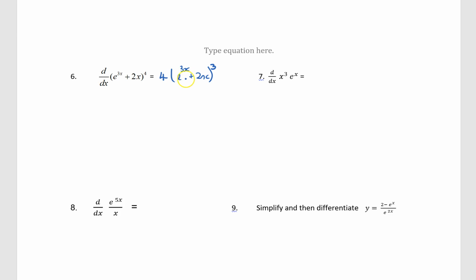Then we go inside the bracket and we multiply by the derivative of the inside. I can see that we're going to multiply by more than one thing, so I'm going to bracket. Now, the derivative of the inside here is not just e to the 3x, but 3 times e to the 3x. Plus, now the derivative of 2x is just 2.